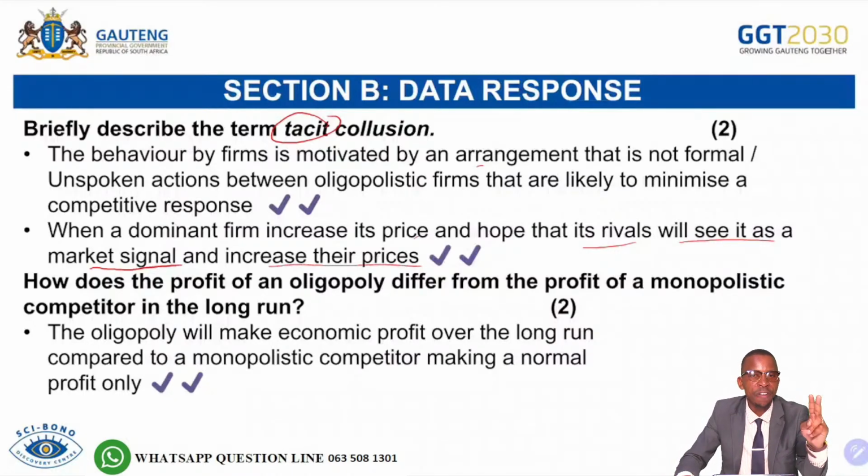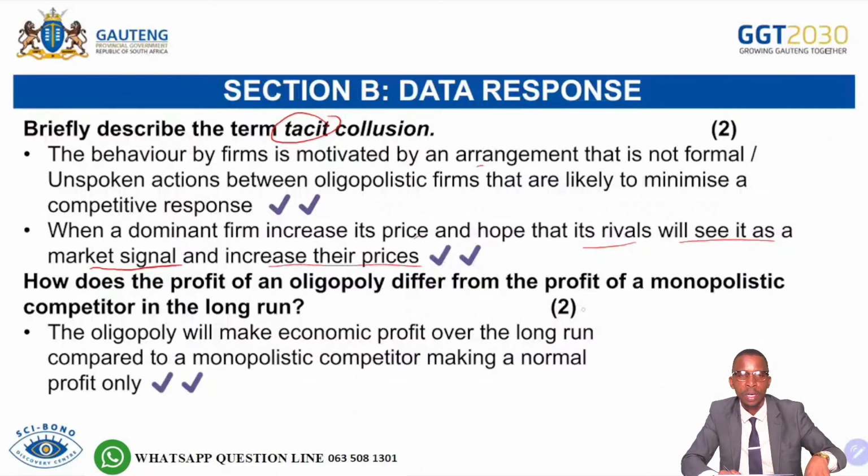You can be a dominant firm and be a price leader at the same time. However, you can be a dominant firm but not be a price leader, because you are copying other firms' decisions, as they clearly understand market signals and market indicators very well, which allows you to enjoy the profit. How does the profit of an oligopoly differ from the profit of monopolistic competition in the long run?